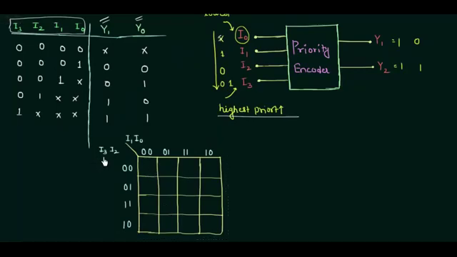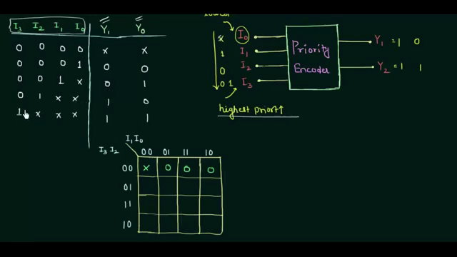Okay, so the inputs are I3, I2, I1, I0. So let's start filling it. For the first cell we are having a don't care, so cross. For the second one we are having a 0, and again we are having 0 for these two cells, because in this we are having I1 as 1, and you can see that I1 is 1 for these two cells, and in that case we are having Y1 as 0.